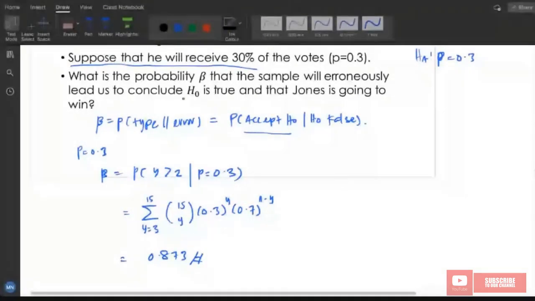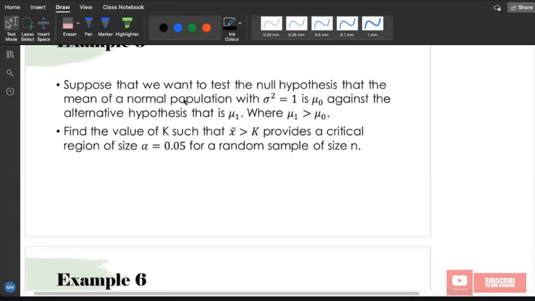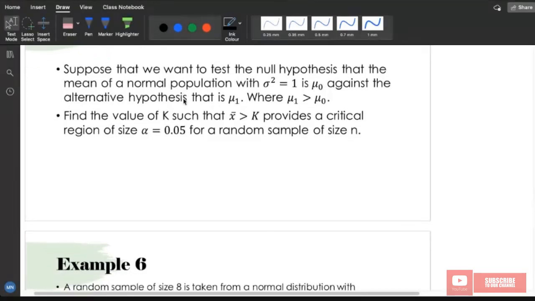So we shall continue with example number 5. Now, look at example number 5. Suppose that we want to test a null hypothesis that the mean of a normal population with sigma squared equal to 1 is mu naught, against the alternative hypothesis mu1, where mu1 is greater than mu naught. Find the value of k such that x bar more than k provides a critical region of size alpha equal to 0.05 for a random sample of size n.